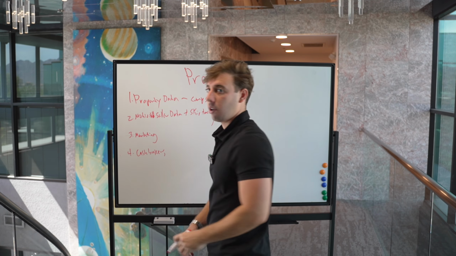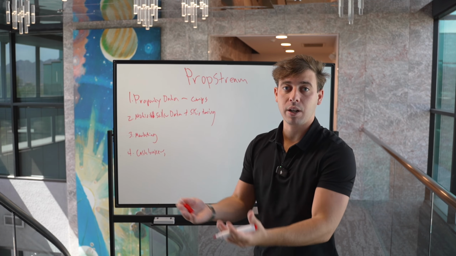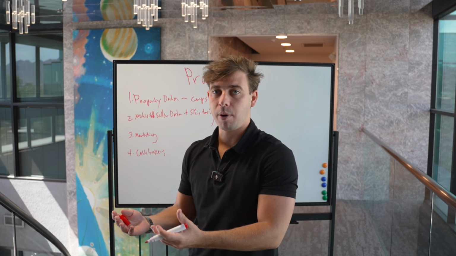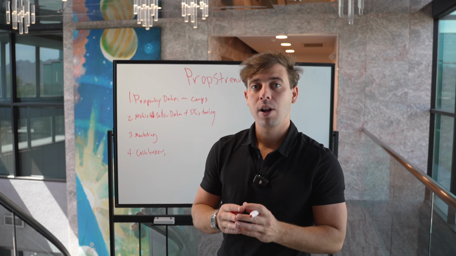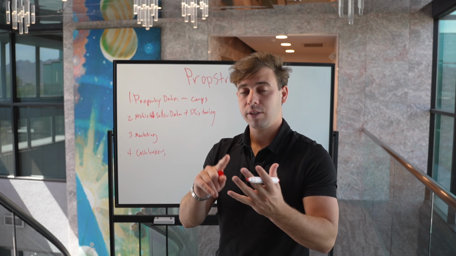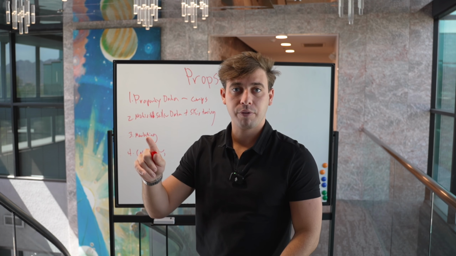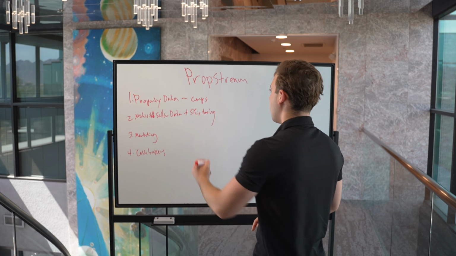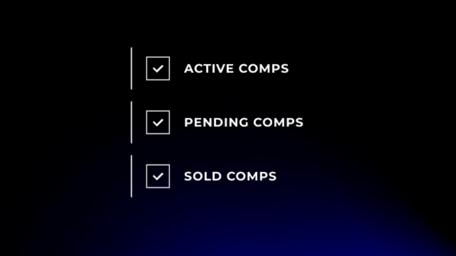So what are comps? Comps are every property similar to the subject property that you're making an offer on, right? The one you're trying to get from the motivated seller. The comps are every property in the area that are similar in square footage, similar in bed bath count, year built, etc. What are they selling for in the area? So it's going to show you the active comps, the pending, and the sold comps.